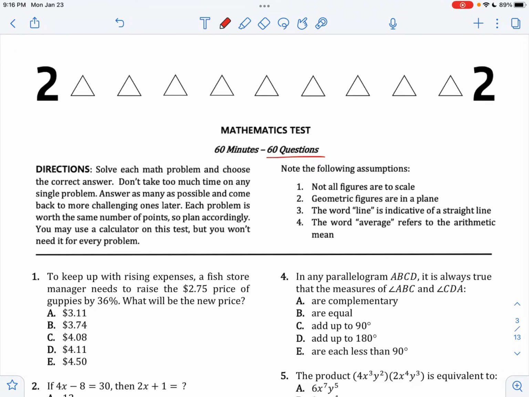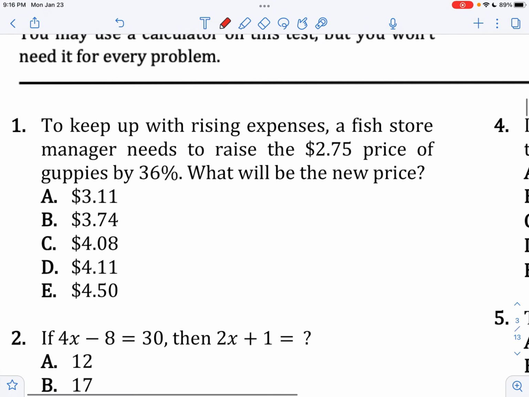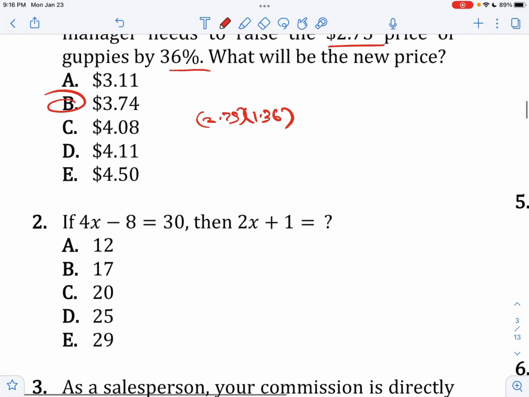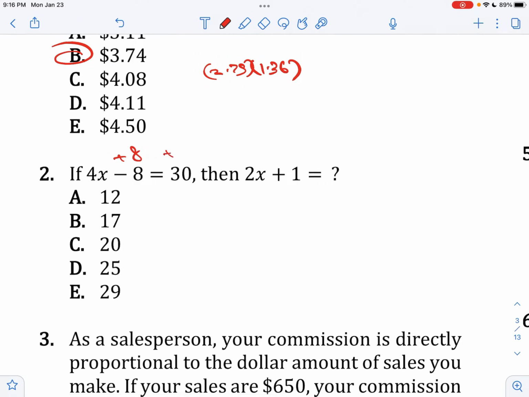Today we're going to solve 60 ACT math questions and speedrun this test in hopefully much less than 60 minutes. To keep up with rising expenses, a fish store needs to raise this price by this. 2.75 times 1.36. That gives you 3.74. Add 8, we get 4x equals 38. X equals 9.5. 2 times 9.5 plus 1 is equal to 20.